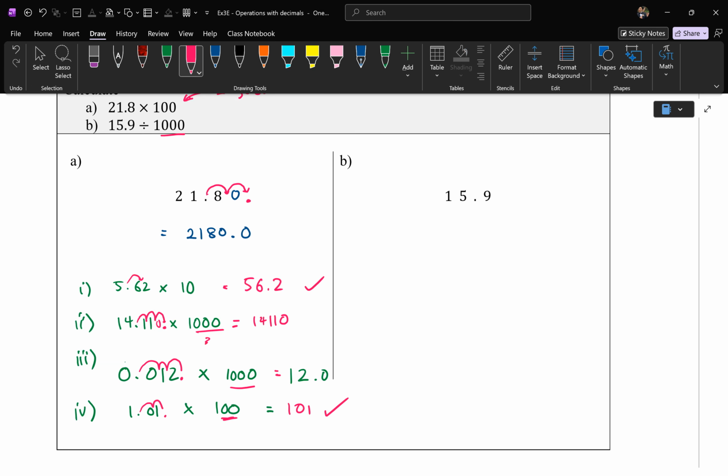3, because there are 3 zeros. So here we go. 1 to the left, 2 to the left, 3 to the left. There's my new decimal point. Any gap, fill with a 0.